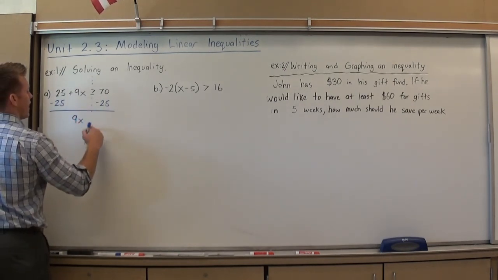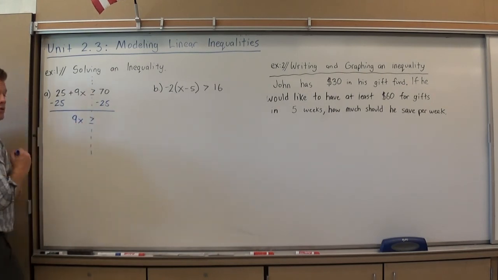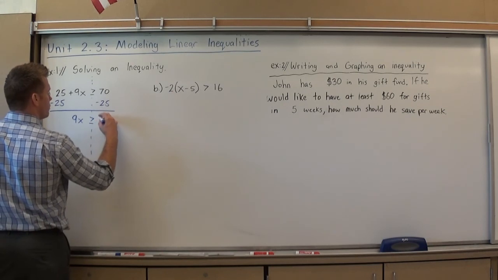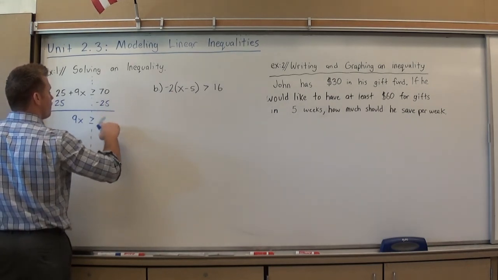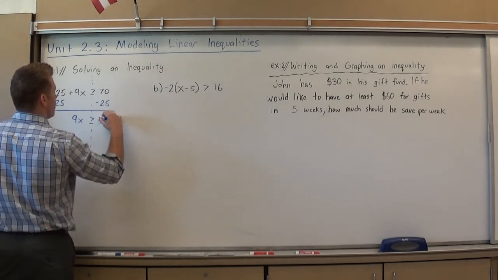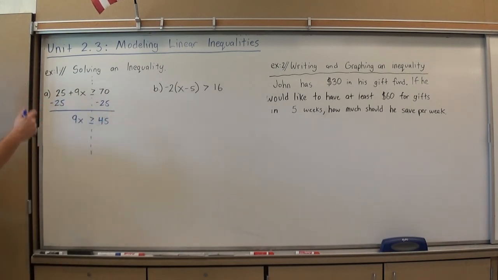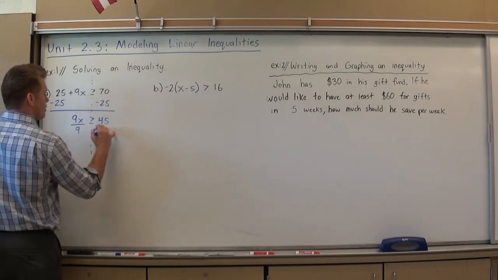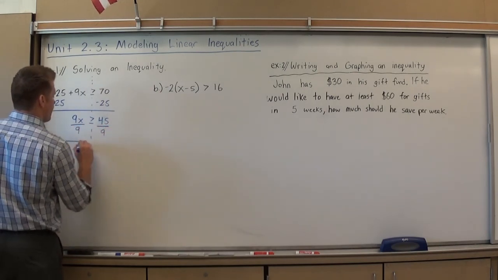I end up with 9x greater than or equal to, same inequality sign, 70 minus 25, which would be 45. And now I've simplified down a little further. At the point when you have just your variable term on one side, you're now able to break up that coefficient and completely isolate the variable. Again, opposite operations. 9 times x, do the opposite of multiplying, which is dividing. So I'm going to divide both sides by 9.